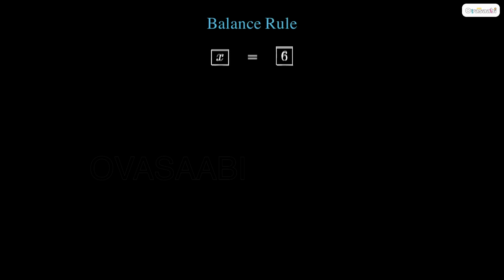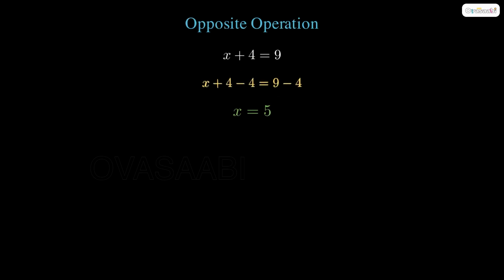Rule 1. Do the same thing to both sides. Like sharing rice fairly, if one side changes, the other side must change equally. To remove +4, subtract 4. This is called the opposite operation, meaning the action that undoes another action.